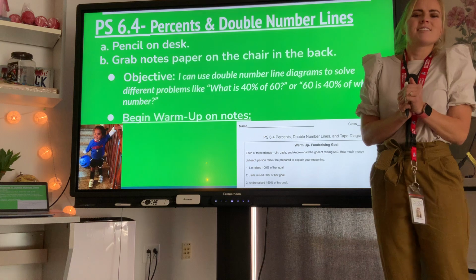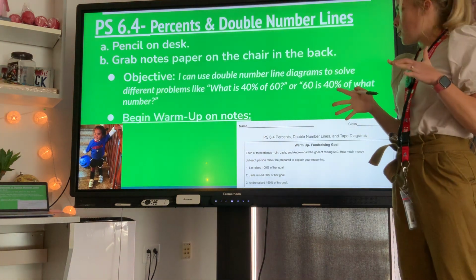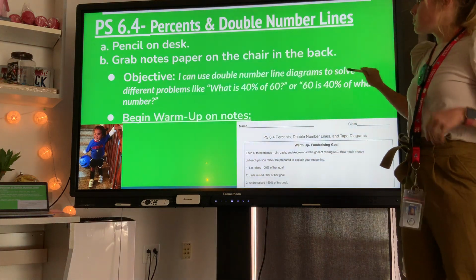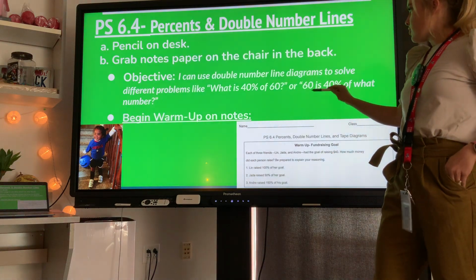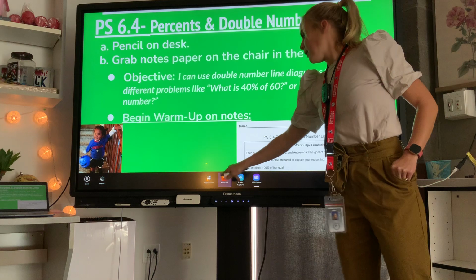Welcome to PS6.4 percents and double number lines. So our objective today is I can use double number line diagrams to solve different problems like what is 40% of 60 or 60 is 40% of what number. So we're going to start with a warm up.